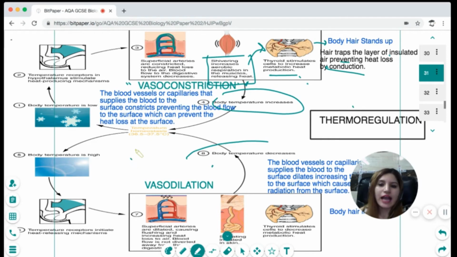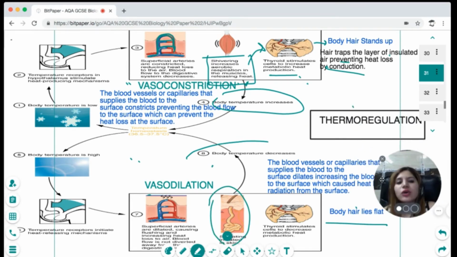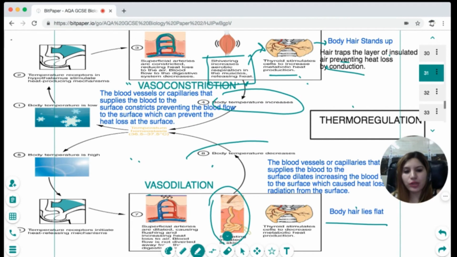On the other hand, when it gets too hot, the body hairs lie flat. There's sweating. The sweat glands produce sweat. The sweat causes cooling of the body by evaporation. The metabolism of the body decreases, so the thyroid stimulates cells to decrease metabolism so that less heat is produced. And then there's vasodilation.